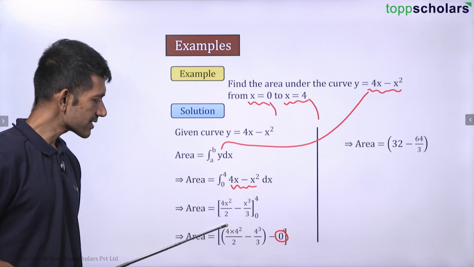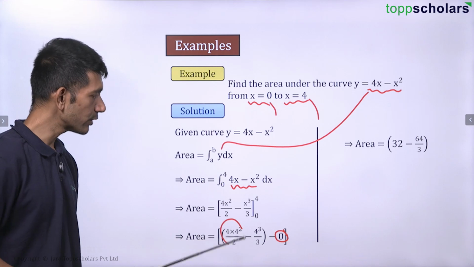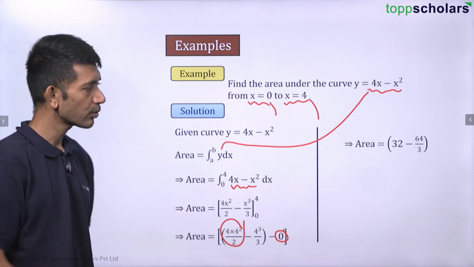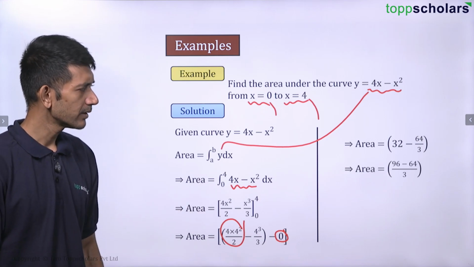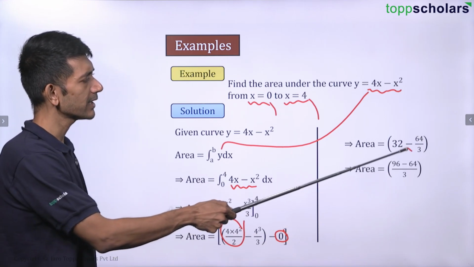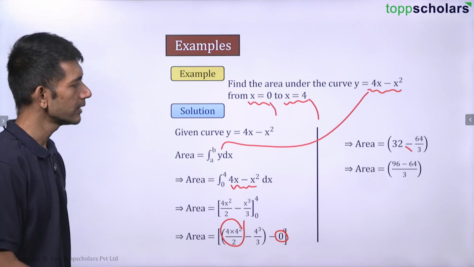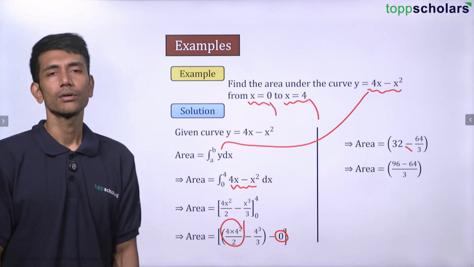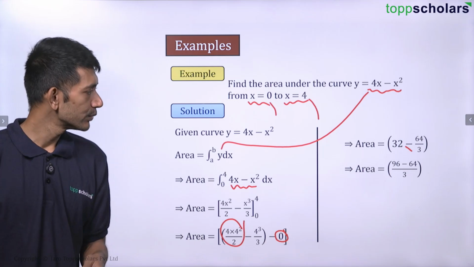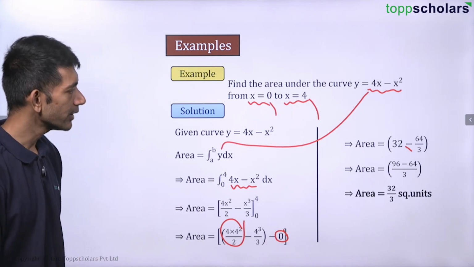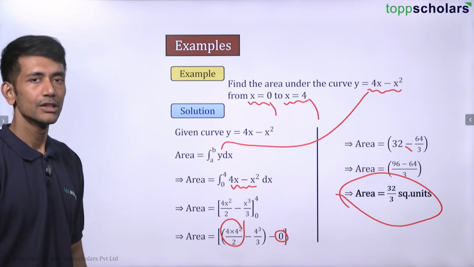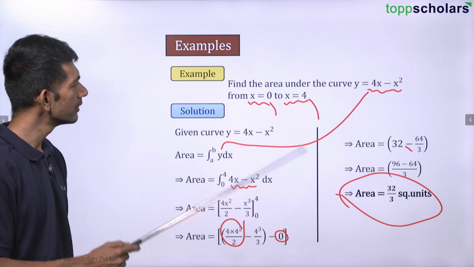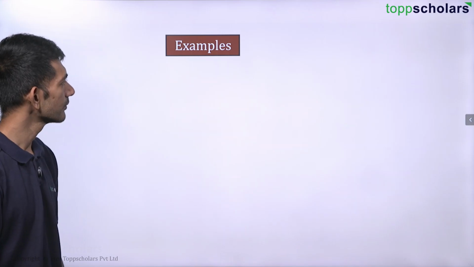4 square is 16. 16 times 4 is 64. 64 divided by 2 is 32. And then minus 64 by 3. 64 is not divisible by 3, so you can keep it as it is. And then get the final answer by taking the LCM in the denominator as 3. 96 minus 64, that is going to give you 32. And then 32 by 3 is going to be your final answer. So the area is 32 by 3 square units. Simple. So yes, let's continue further.